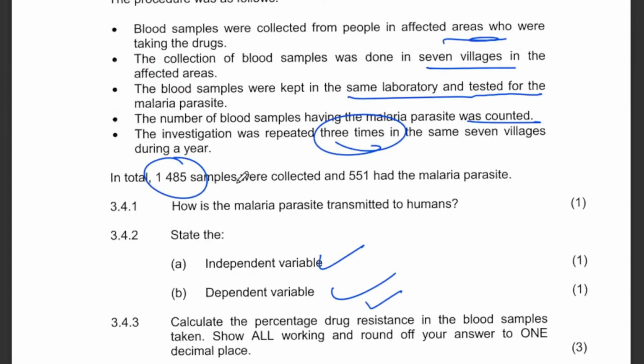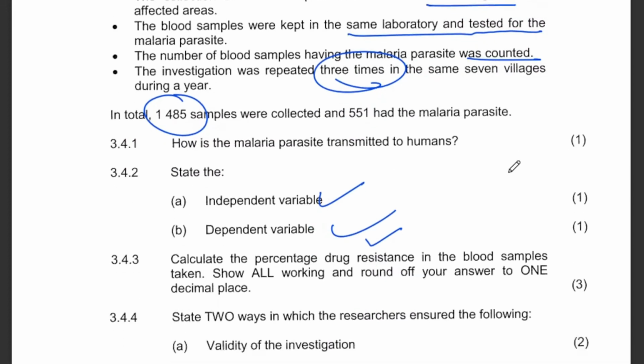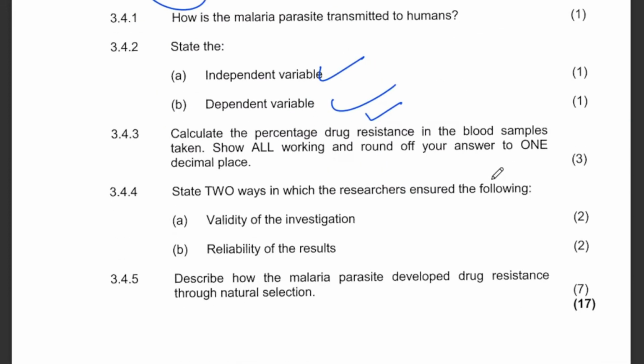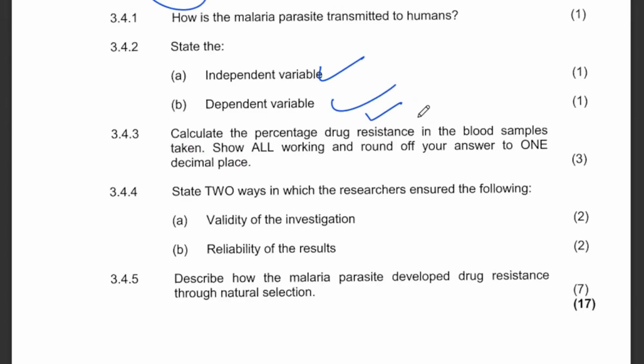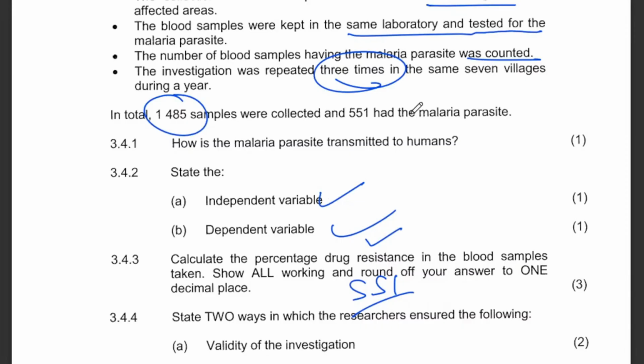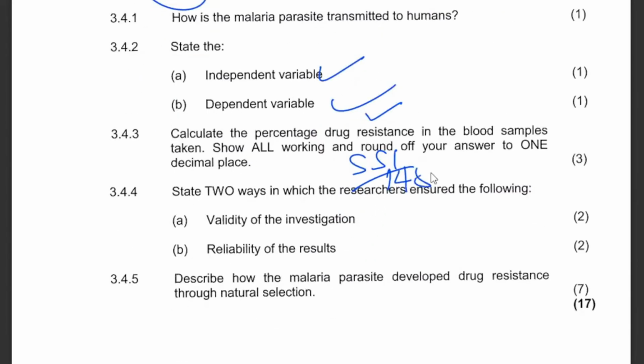They're saying that the samples were collected. 551 had malaria parasite, meaning that they were able to resist. This one they didn't have the parasite. So I'm going to say 551 divided by 1485 times 100, which gives me 37.1%.